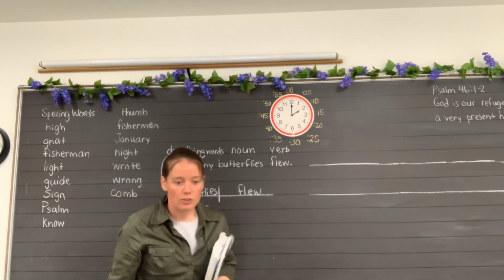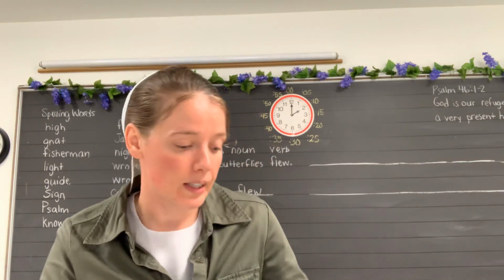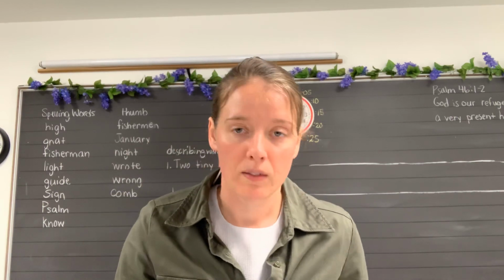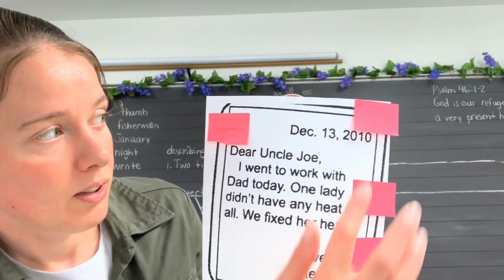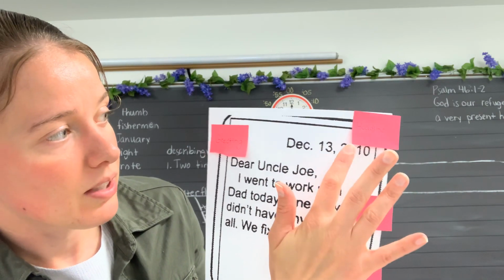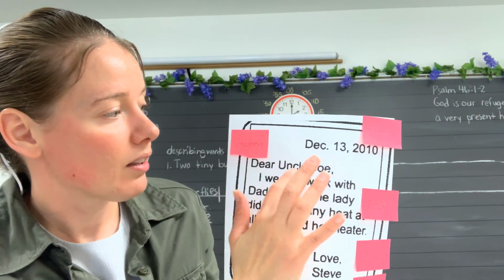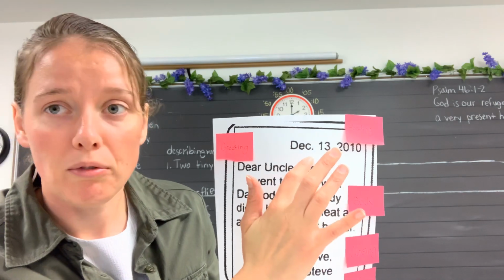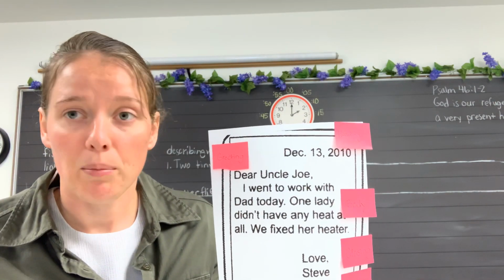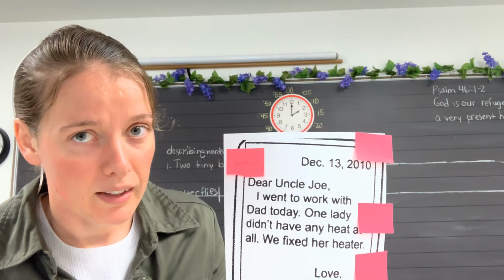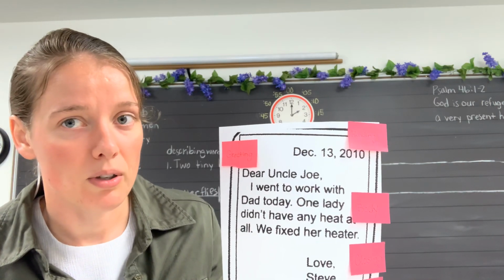Okay, so let's review the friendly letter again. Here's our familiar looking paper. So we have the date up here, which is the heading, and the greeting is right here, Dear Uncle Joe. And remember, the greeting is spelled with capital letters and a comma at the end. So don't forget your capital letters and your comma.